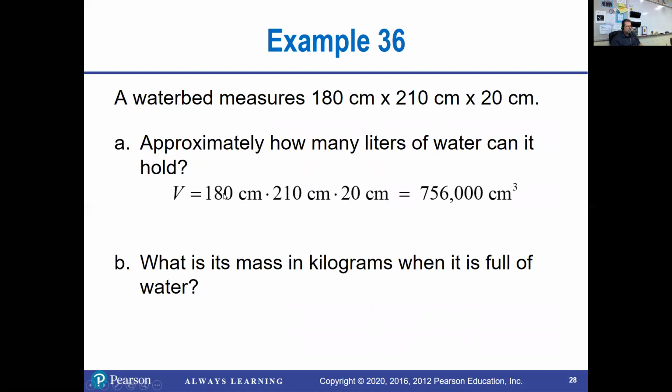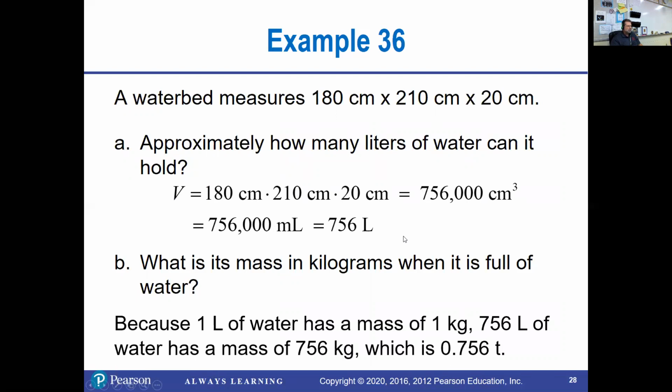If you multiply all those together, you're going to get this many centimeters cubed. Now remember, there's 1,000 centimeter cubes in a liter, so that would be 3 decimal places, or milliliters. And then the mass in kilograms when it is full with water, you do not have to know. I'm not going to be that picky with those. All right, so that is the end of that section.